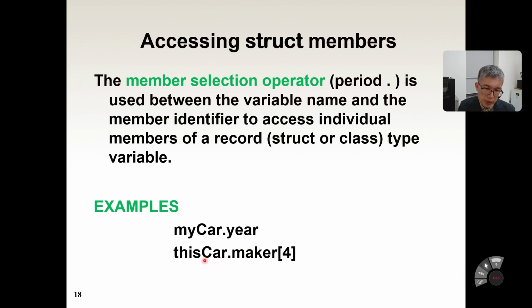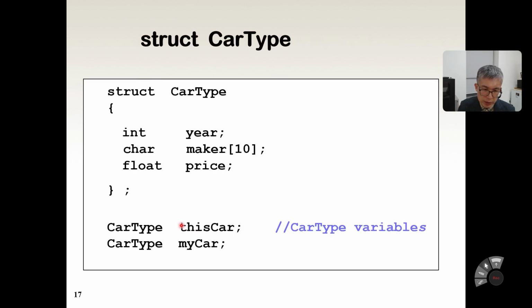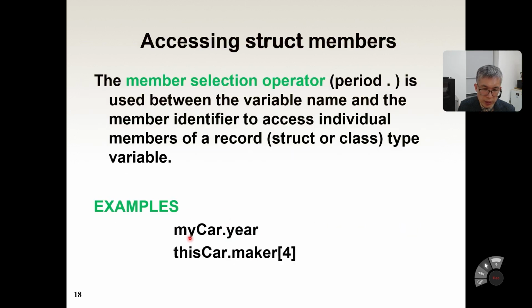And also this class is declared here, and then the second member, maker, can be accessed. Also this one is the fifth. Remember, the C++ array index starts at 0: 0, 1, 2, 3, 4. That's why this 4 indicates the fifth item in the array.